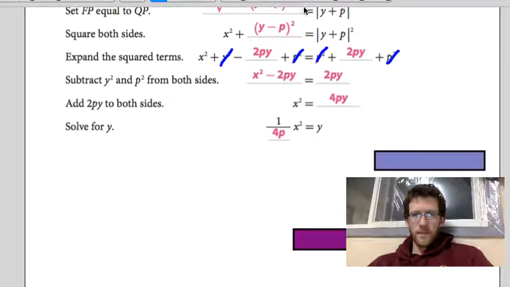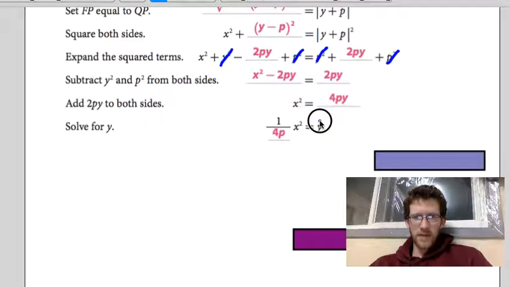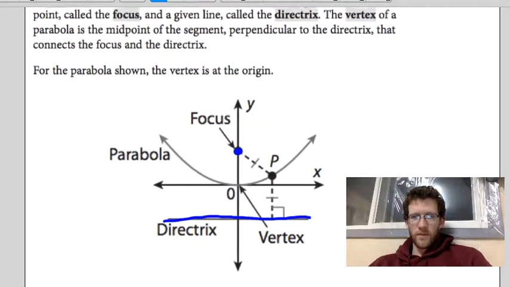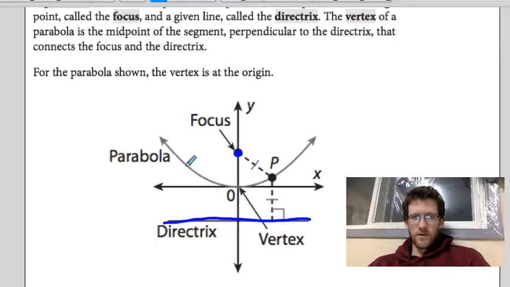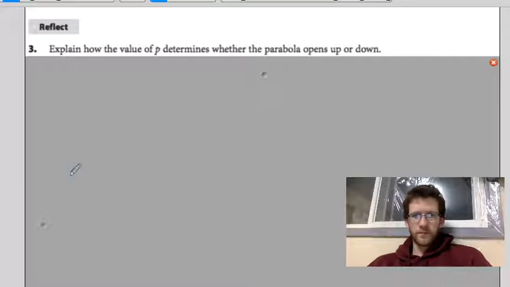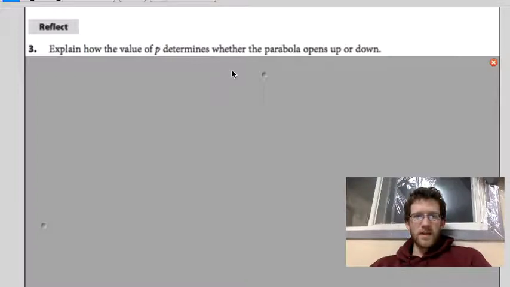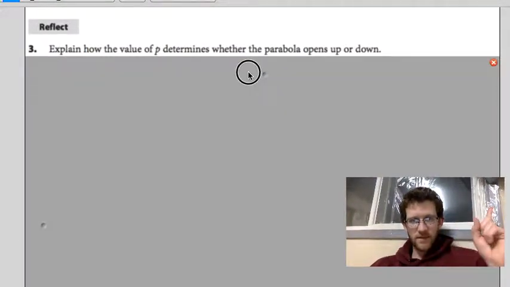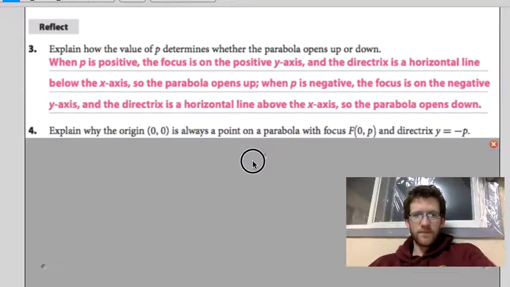So, is this a function? Yes, because we can get y by itself. y equals. And that makes sense. If we go back to all our pictures, for every single x value, there's a unique y value. Explain how the value of p determines whether the parabola opens up or down. Well, if p is positive, it goes up. If p is negative, it goes down.